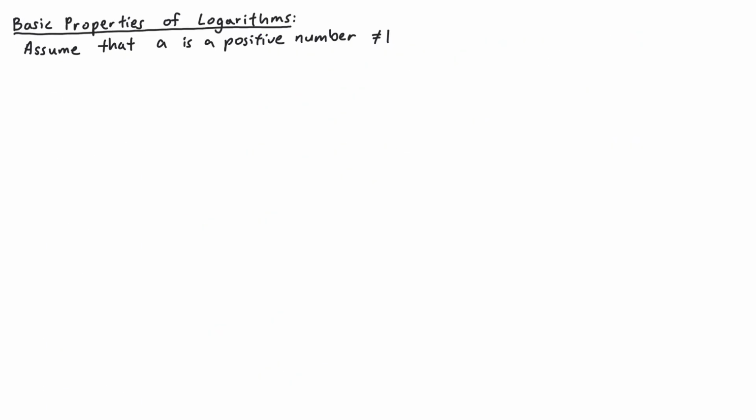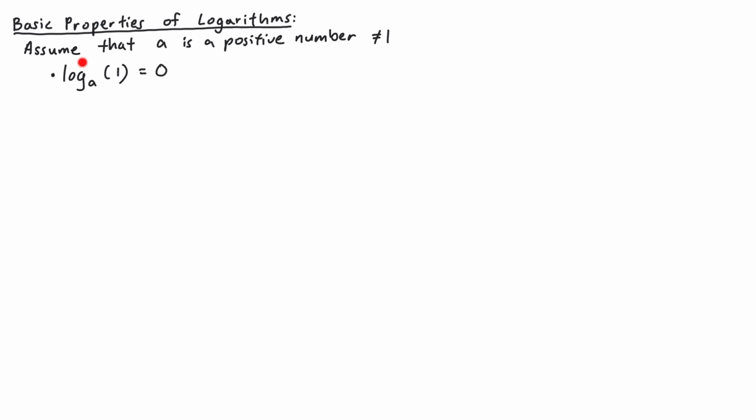In our properties here, we're going to be using the letter a. Let's assume a to be some positive number that's not equal to 1. Our first property tells us that when we take the logarithm with base a of the number 1, this is always going to equal 0.